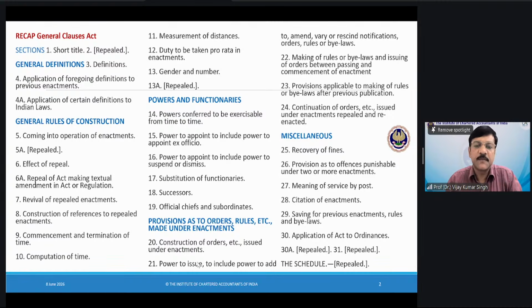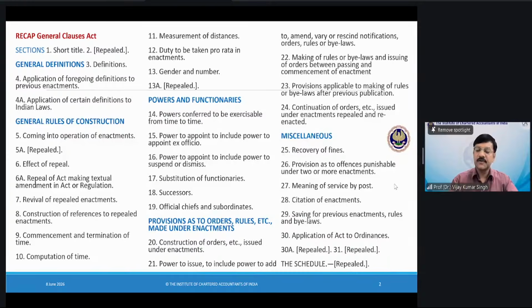No questions? Can you respond on the chat box? If you don't have any questions, you can say it is clear to you all so that I can proceed. If there are any questions, then please put the questions so that I can address them. Okay, so it appears that you are clear with this General Clauses Act. Now let us move further.